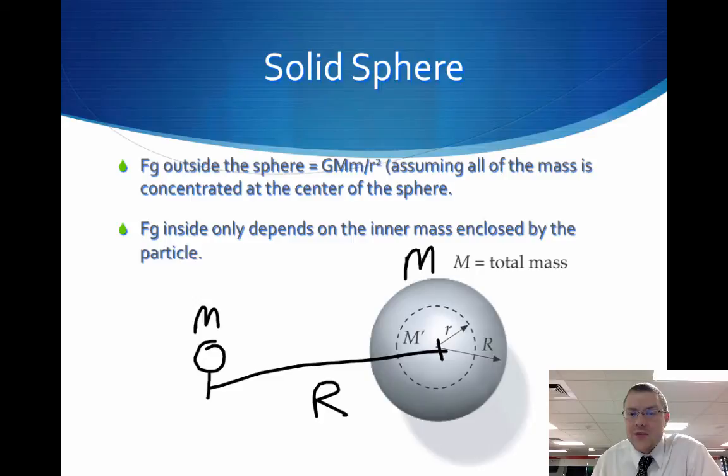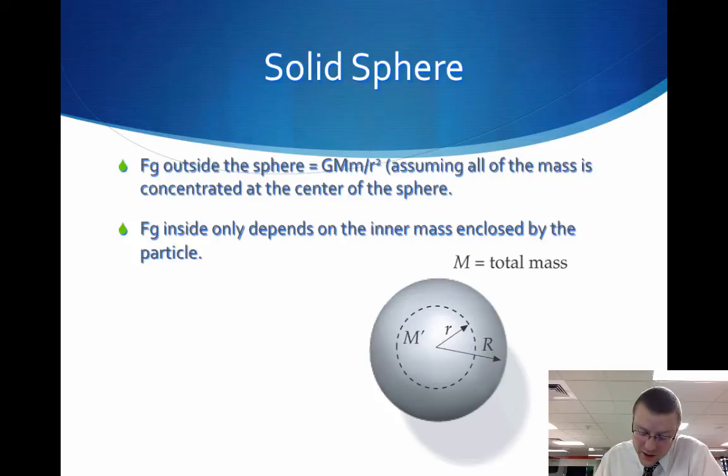So outside the sphere again, it's no different. It's still GMM over r squared. But what happens when we start diving into the shell? Well, when we start diving into the shell, let's say the dotted line they gave us right there, some of the mass is between you and the Earth, and some of the mass is outside of you. When we do the force of gravity calculation, that distance is from the center of mass 1 to the center of mass 2. So really, you don't even have to care about the mass that's outside of you.